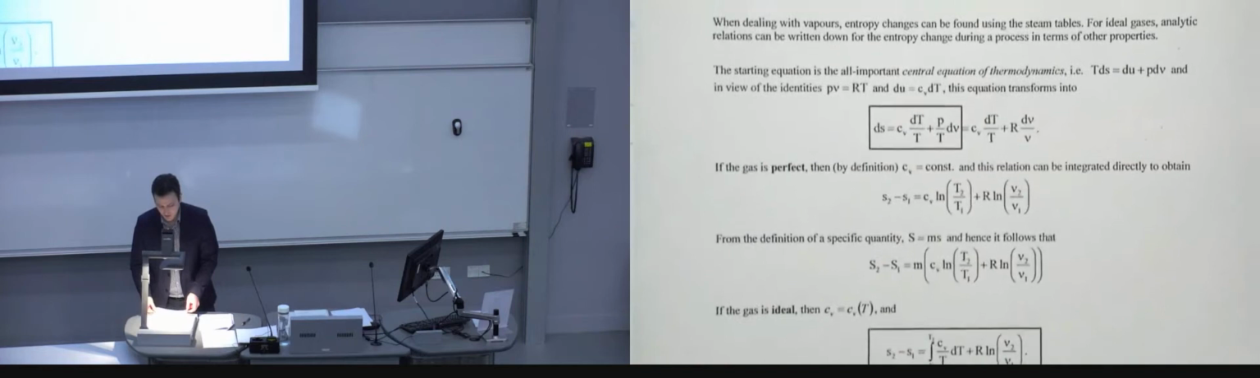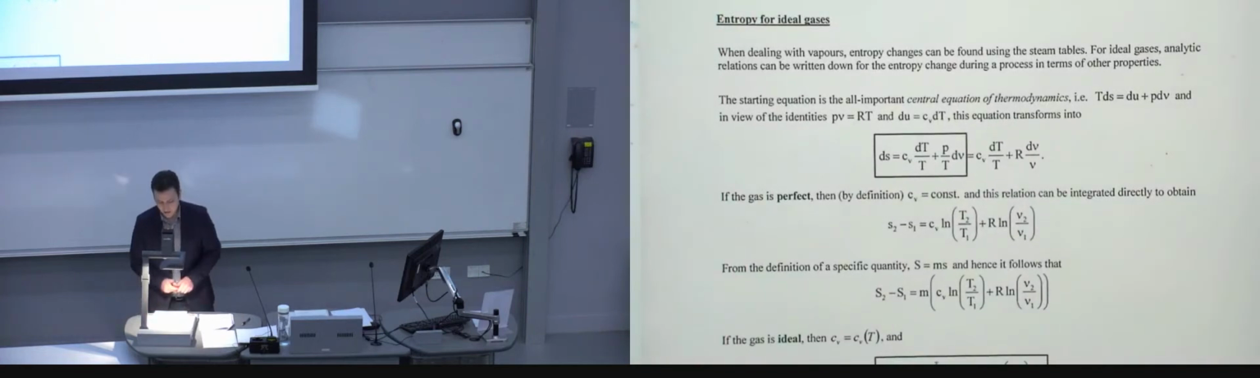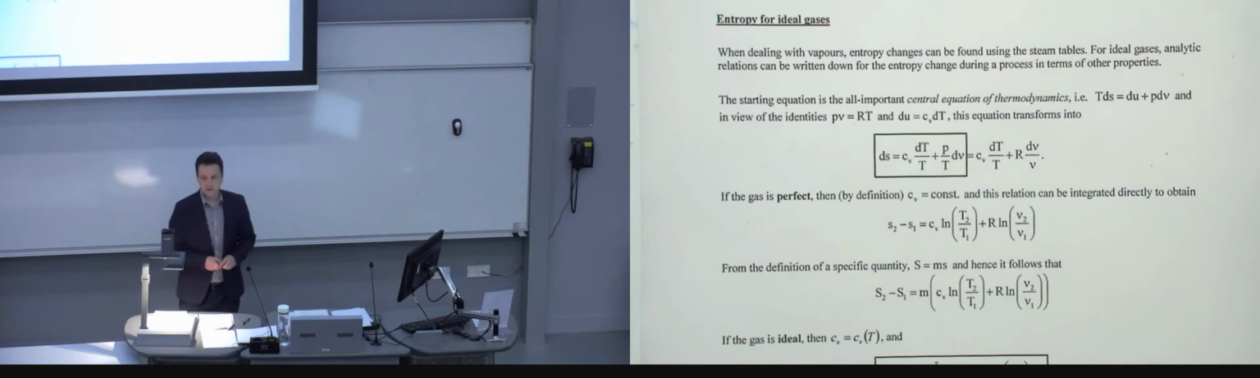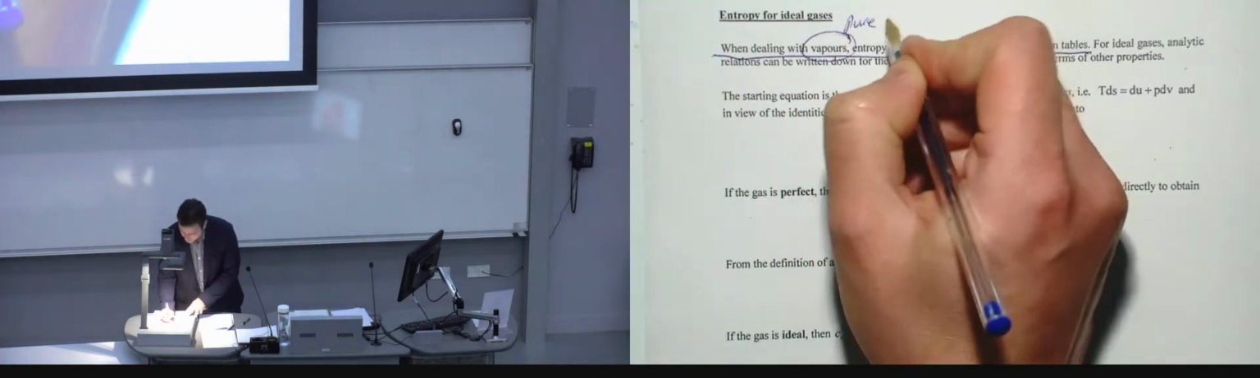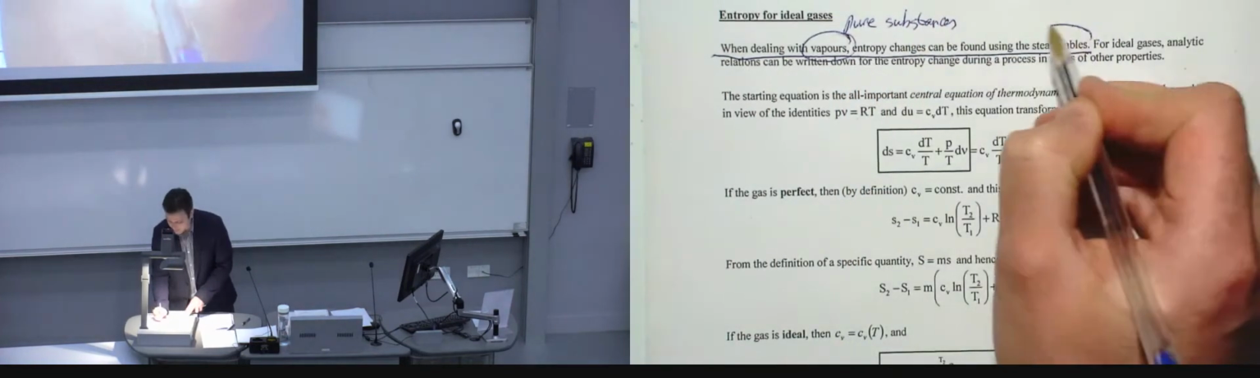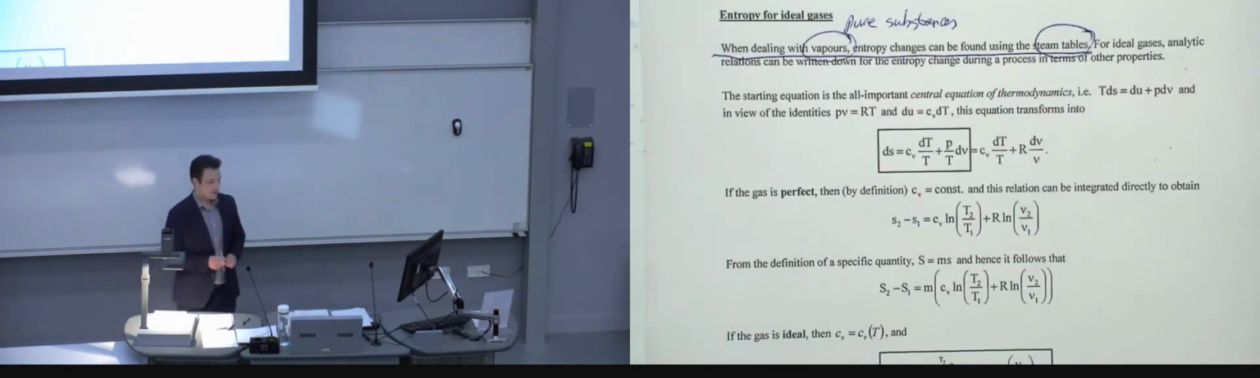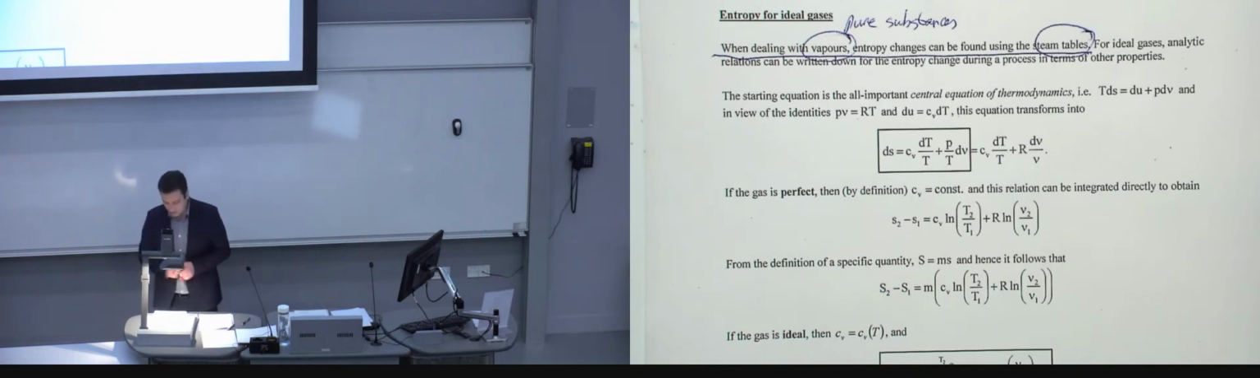Moving to something slightly more complicated is when we are looking at ideal gases, ideal or perfect gases. So, the first comment, obviously, if you're dealing with vapors and other pure substances in general, of course you're using the steam tables. There's no question about that. That is exactly what we've been doing with the turbine example and ammonia, for example. So that's just very clear.